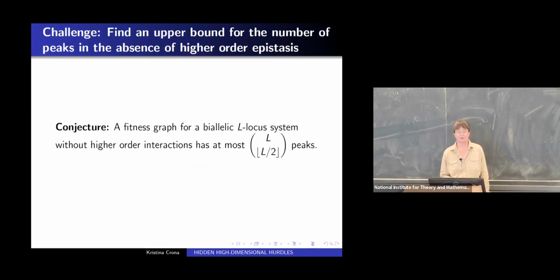And before I end, I would like to go back to the challenge that I would love to see a proof of an upper bound for how many peaks we can have unless we have higher order interaction, and that's probably a good place to end. So there's at least no counterexample to this.